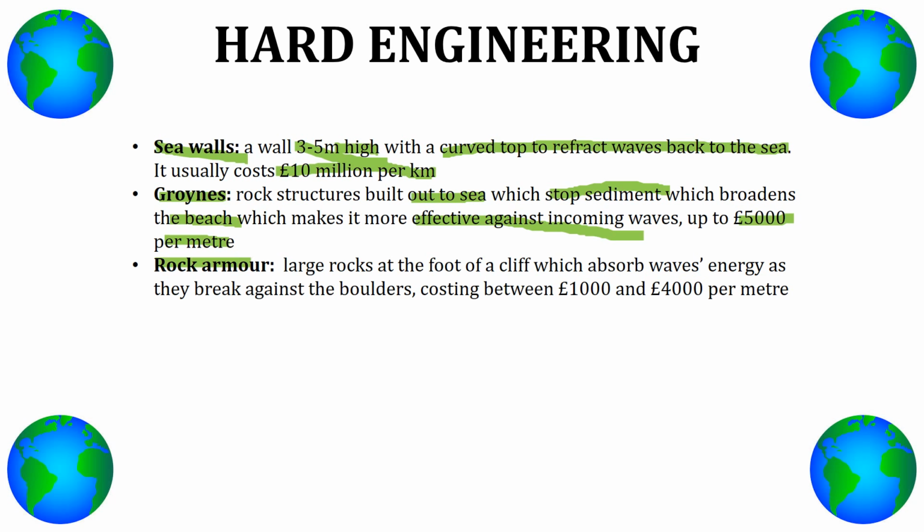And lastly, we've got rock armor, which are large rocks at the foot of a cliff, which absorbs the wave's energy as they break against boulders, for example, or whatever's used there, and it costs between £1,000 and £4,000 per meter. So fortunately, it is quite cheap and quite easy to maintain, and again, it's quite good for people who are interested in fishing. However, the rocks may come from other parts of the beach or even other parts of the country, so it may not fit in with the local geology, and it is quite expensive to transport, especially because of their weight and their size.